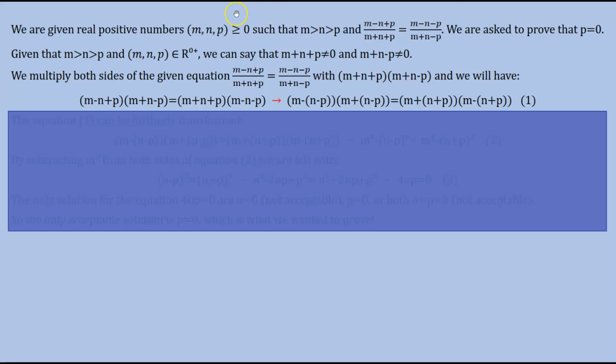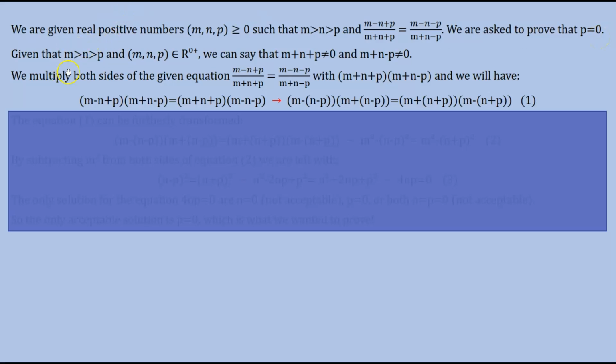So we are given these three real positive numbers, m, n and p greater or equal to 0, such that m is greater than n is greater than p, and that (m minus n plus p) divided by (m plus n plus p) is equal to (m minus n minus p) divided by (m plus n minus p). We are asked to prove that in this equation, with these conditions, p is equal to 0.